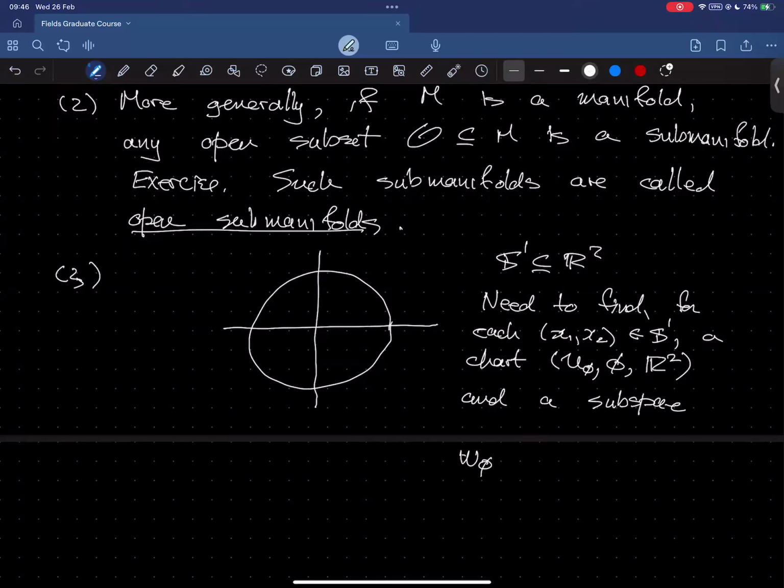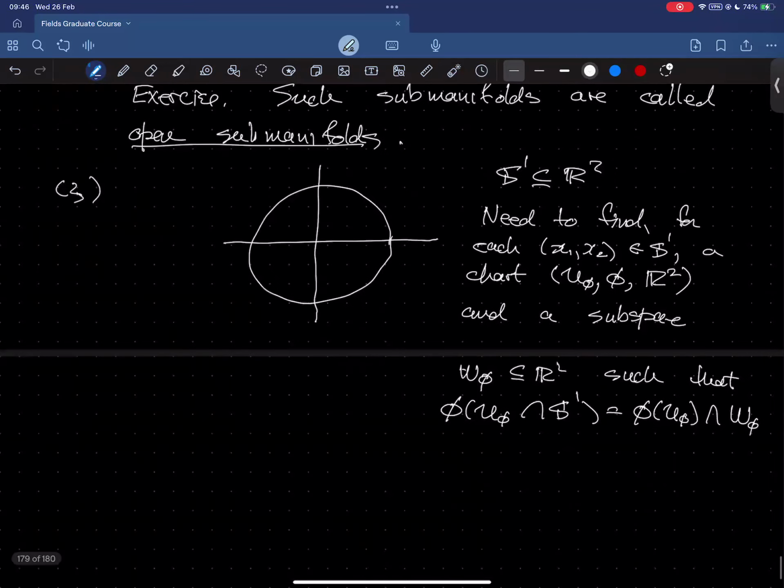W phi in R2 such that phi of U phi intersect S1 is phi of U phi intersect W phi. All right, that's just the definition of a submanifold, translated into this specific problem.